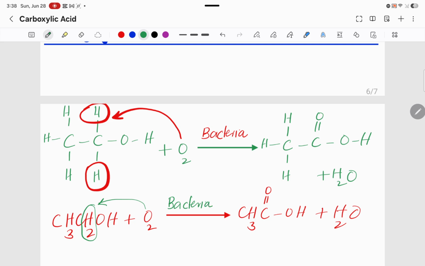I hope you must have understood the whole concept. Till now we have covered the definition, functional group, and the general formula of the carboxylic acid, and also the production of the carboxylic acid, particularly ethanoic acid. So in the next video, inshallah, we will discuss the chemical and the physical properties of the carboxylic acid. Thank you so much. Allah Hafiz.